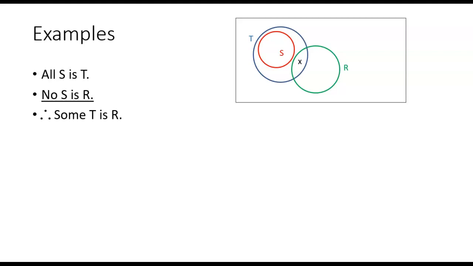So it concludes that some T is R. So you may say, oh, okay, that shows valid. However, is there another way to draw this? And the answer is yes.